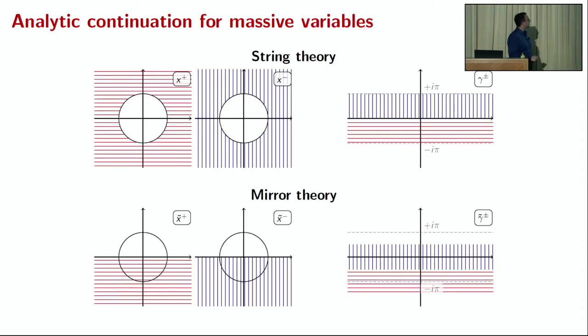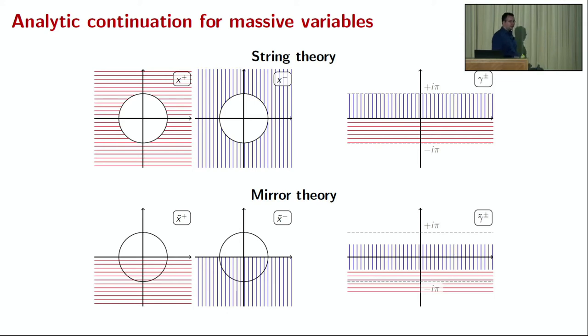So for the massive modes, before the physical region was outside the unit circle, and these were the strips. In the mirror theory, the physical region is below the real line. And these are the strips in the gamma tilde plane, which you see are shifted.